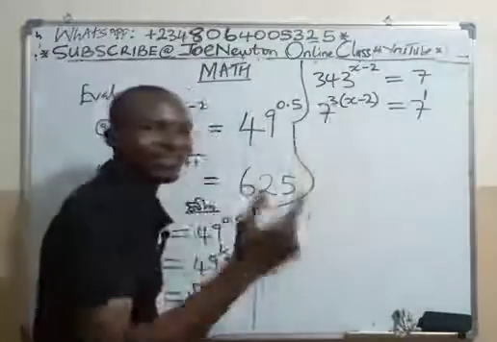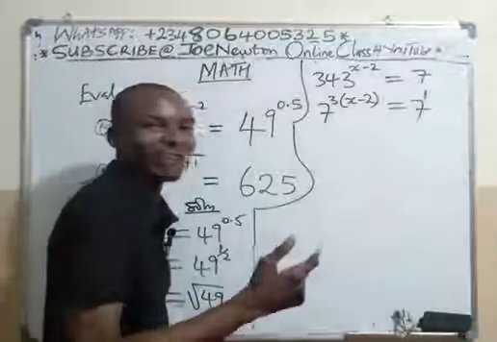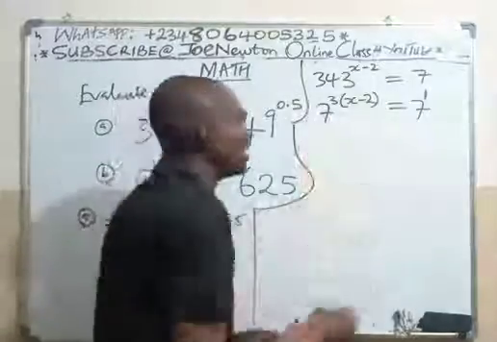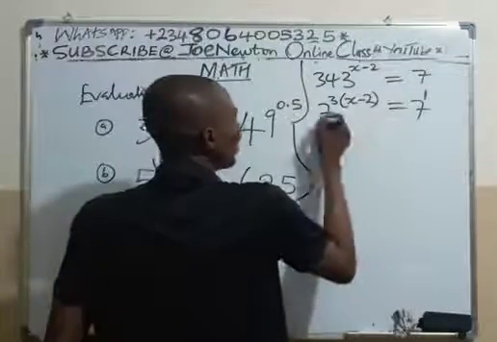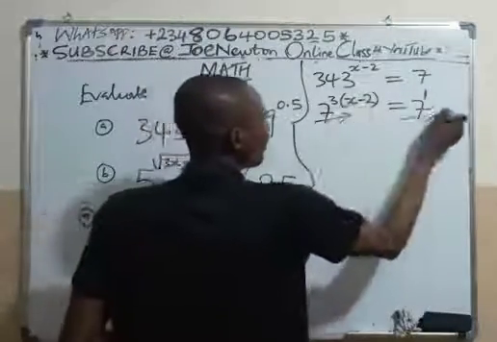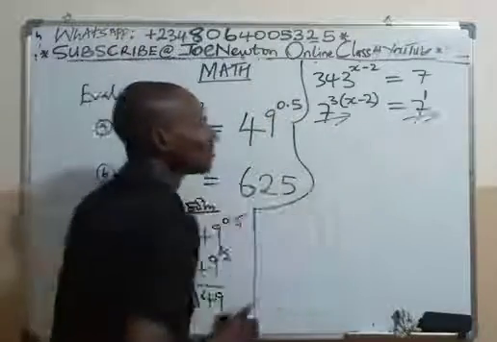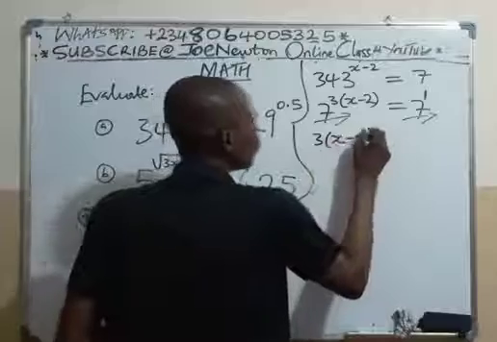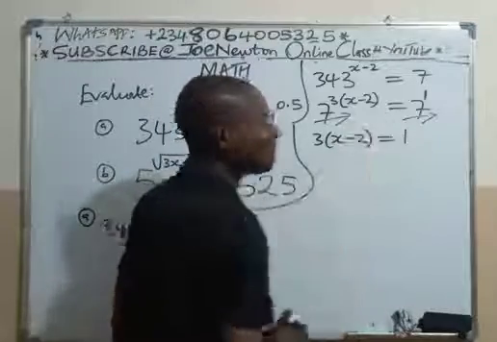That 7 times 7 is what? 49. And 49 times another 7 gives us 343, like I explained earlier. So having this now, you can see that this goes with this, that the base goes with the base. So we are left with 3(x - 2) is equal to 1.